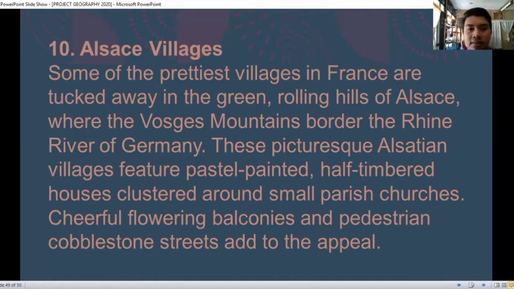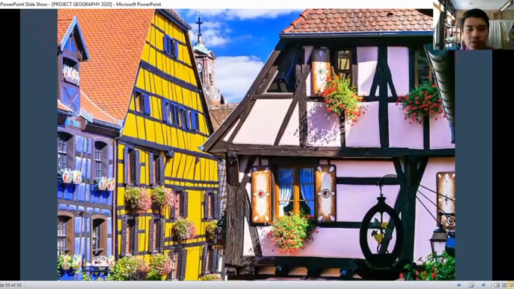Okay, next is the picture of the Alsace village. So beautiful, so colorful.